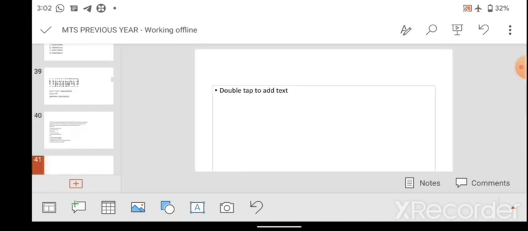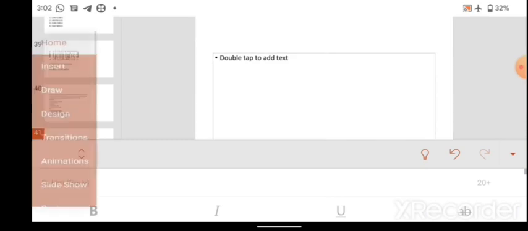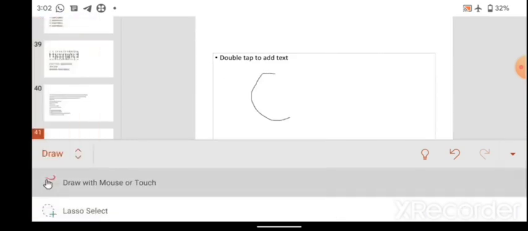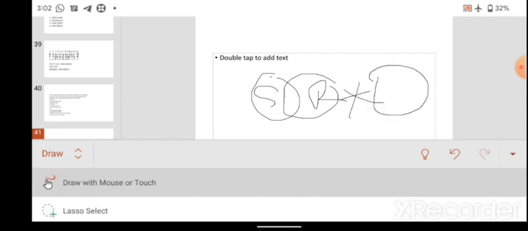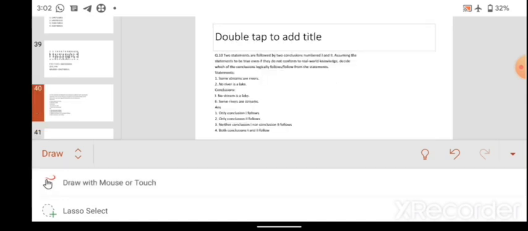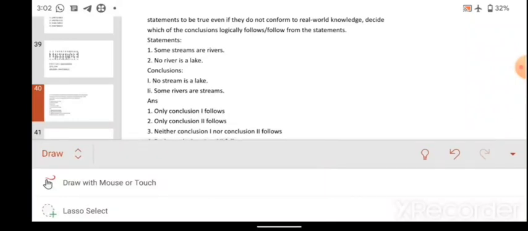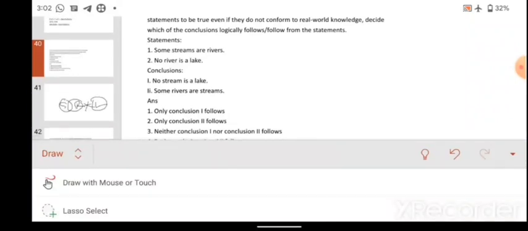So some streams are rivers, no river is a lake. Okay, let's draw. Some streams are rivers, and no river is a lake. So what are the conclusions given? No stream is a lake. And some rivers are streams.